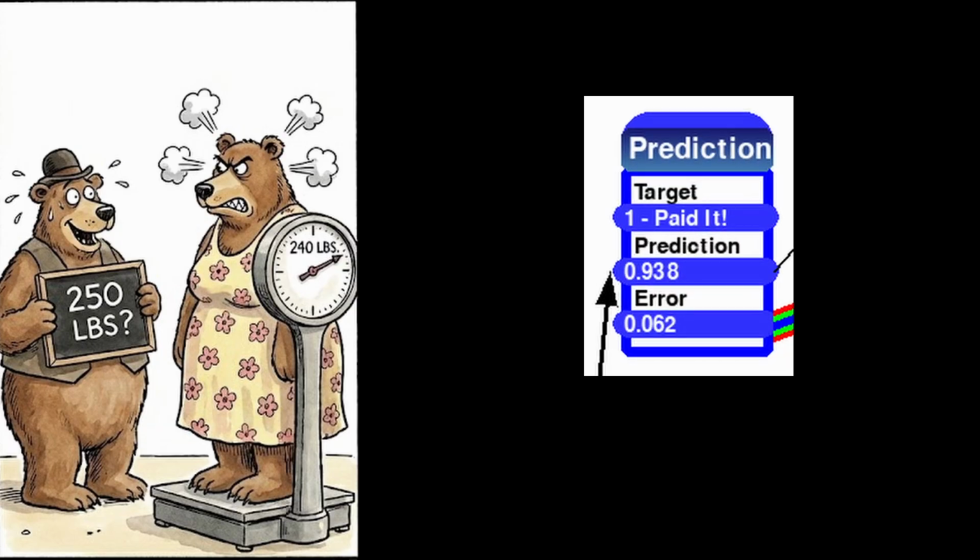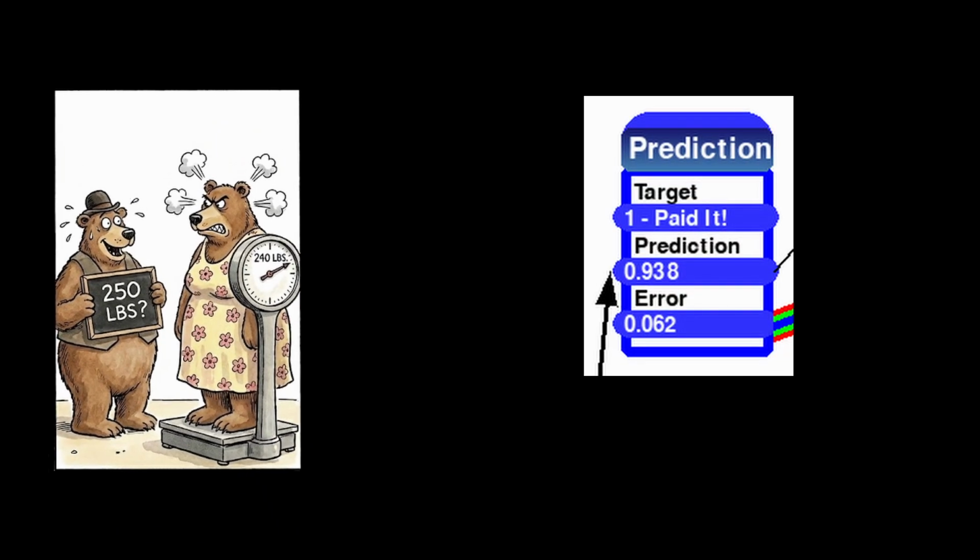Step 2, check. Compare the guess to the actual result. The scale says 240. Papa Bear was over by 10 pounds, and Mama Bear is not happy about it. In our network, the training data is loans that have finished, so we know both the input and the result.